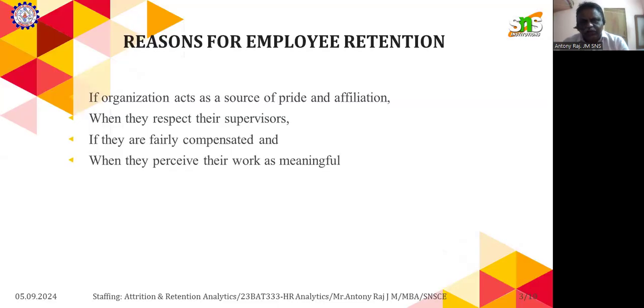What are the reasons for employee retention? These are some of the reasons: if the organization acts as a source of pride and affiliation, this is very important. If you have a source of pride and you are aligned with the organization, if they respect the supervisors, if they're fairly compensated, and when they perceive the work as very meaningful. There are a lot of other reasons, but these are some of the critical reasons where employees get retained.